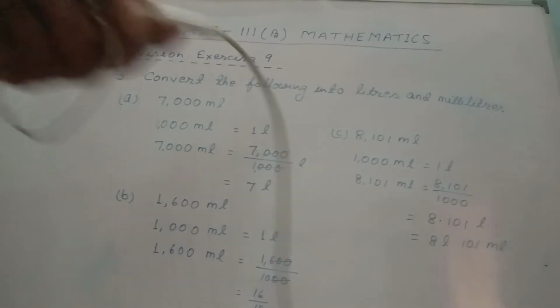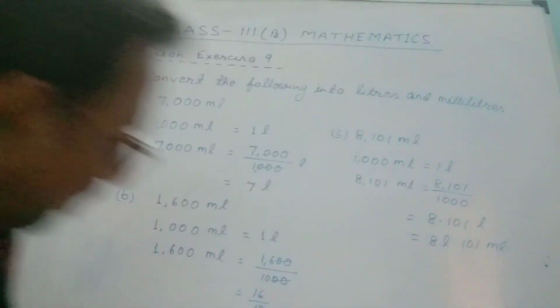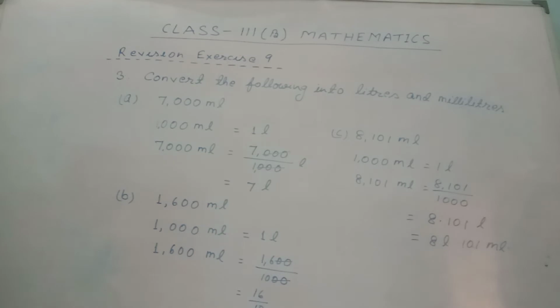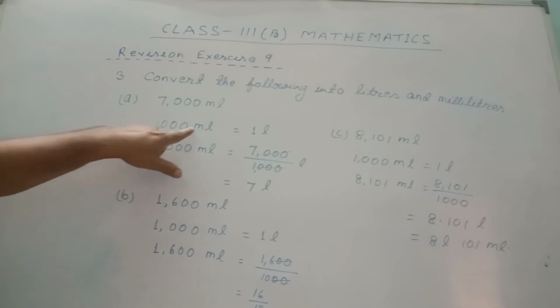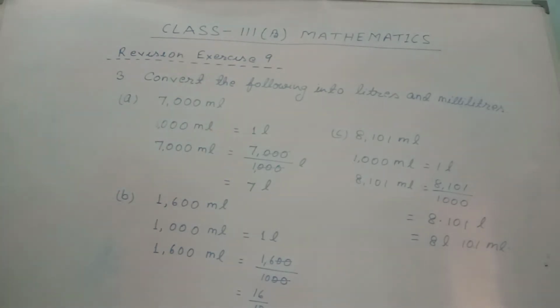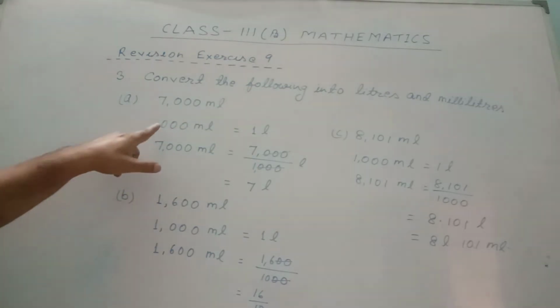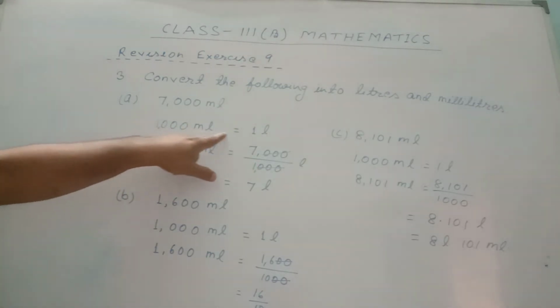Question number 3. Convert the following into liters and milliliters. 3a, 7000 milliliter. We are asked to change this into liter. You know 1000 milliliter equal to 1 liter. In the previous question number 2, you had used 1 liter equal to 1000 milliliter, but now here we will use 1000 milliliter equal to 1 liter. I wrote here 1000 milliliter equal to 1 liter.